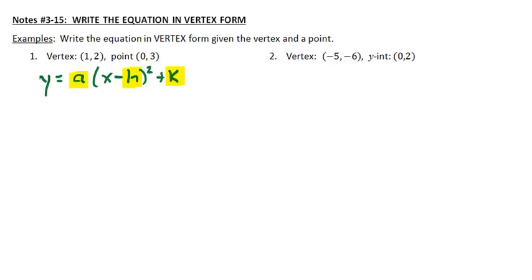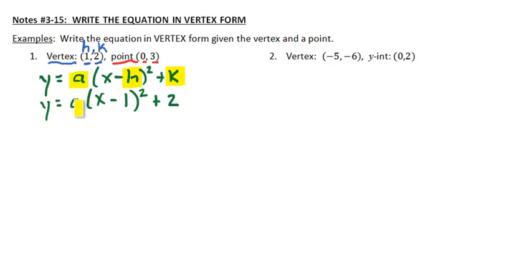So let's look at the first example, and it tells us we have a vertex of 1, 2, and then we have a point 0, 3. Now let's assign what these really mean. The vertex 1, 2 means that the 1, recall, is our h, and the 2 is our k. So I can plug those right into this equation. I have y equals a times x minus 1, our h, squared plus 2, our k.